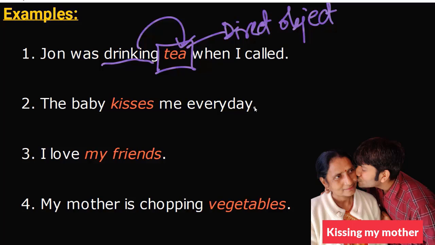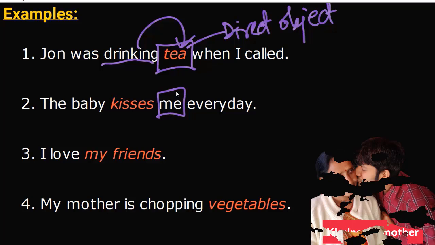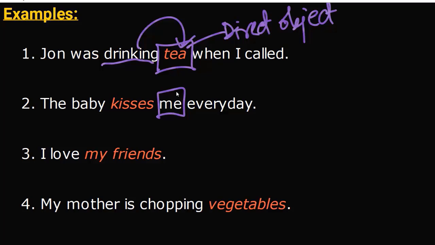So the baby kisses whom or what? Kisses me. So I receive the action of kissing. I'm the object, right? I'm the object. The action is acted upon. The baby kisses whom? Me. That is our direct object, right?